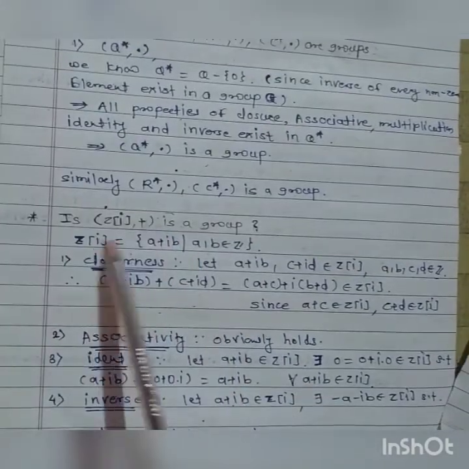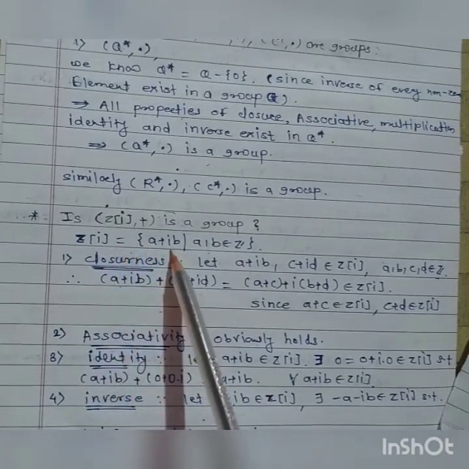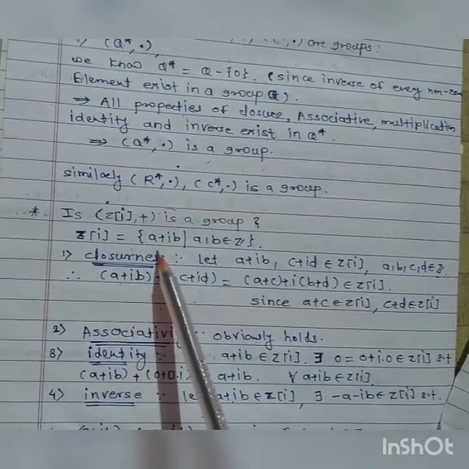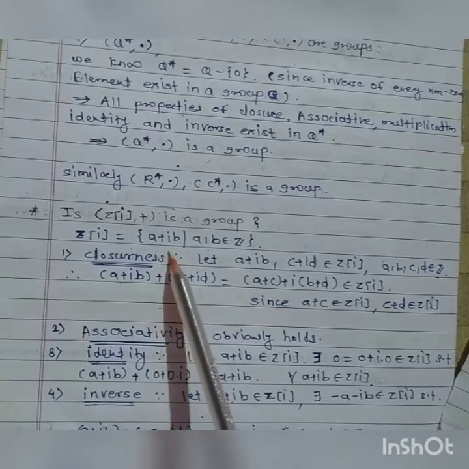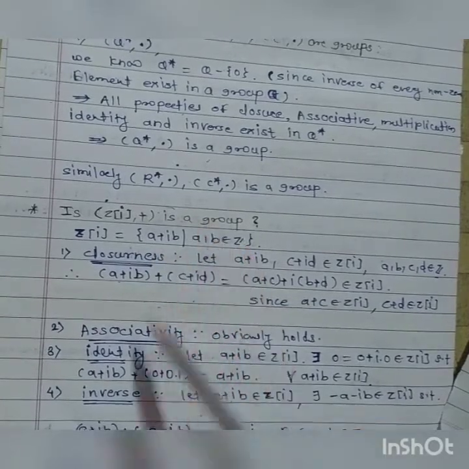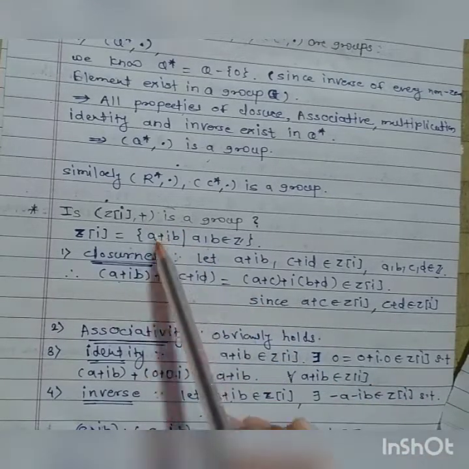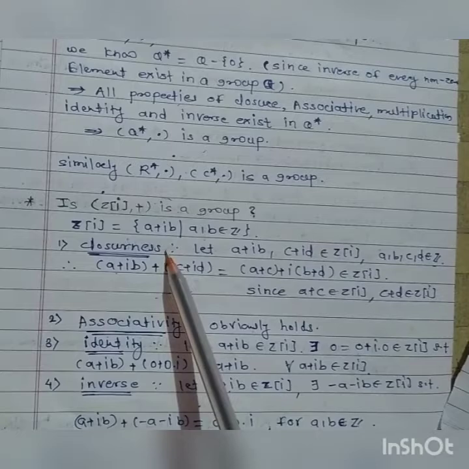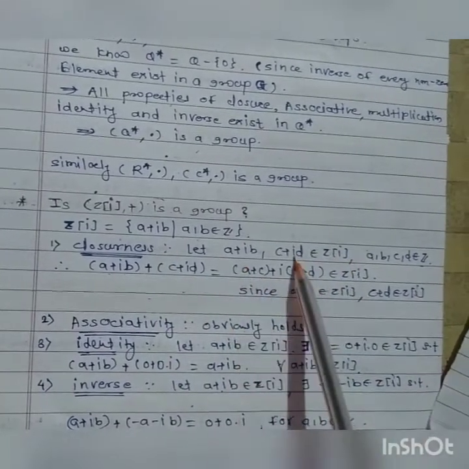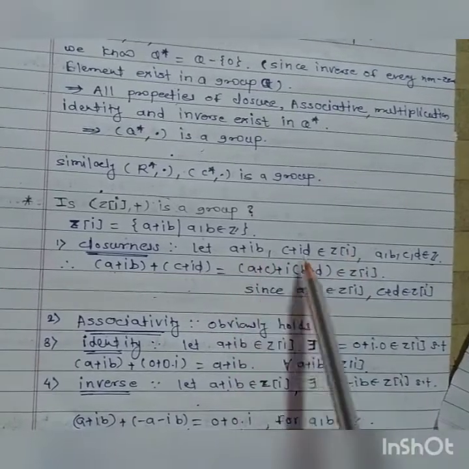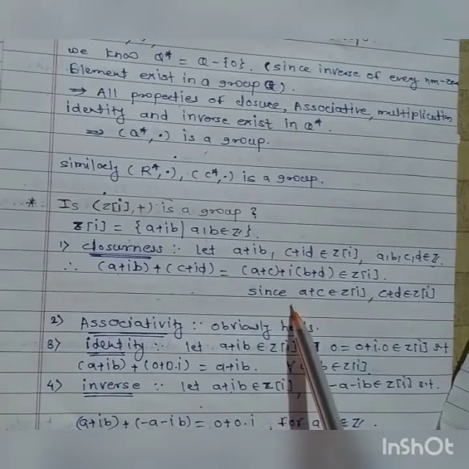Then the next is Z[i] under plus is a group. We know that Z[i] is the set of Gaussian integers. It is the set of all complex numbers a plus ib such that a, b belong to Z. Here also we have to check that all four properties of a group are satisfied. The first property is closure. We take two elements a plus ib and c plus id in Z[i], where a, b, c, d belong to Z. If we add these two elements, the resultant element also belongs to Z[i].